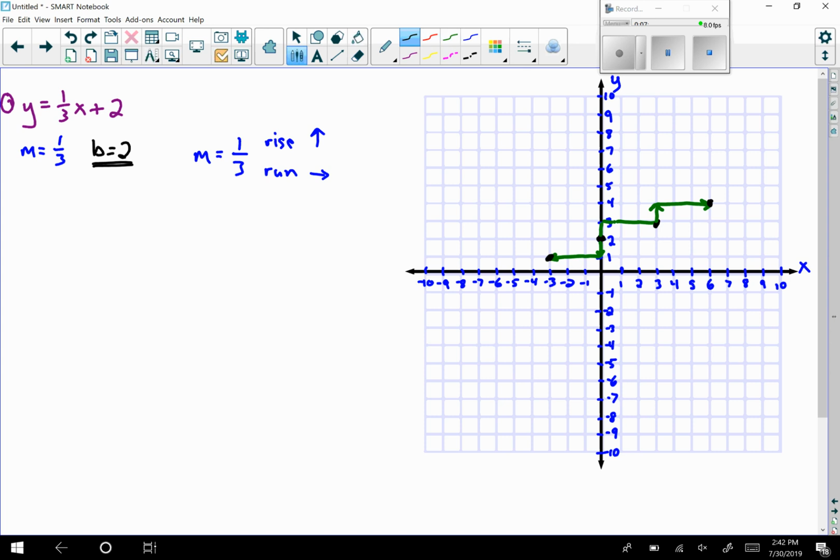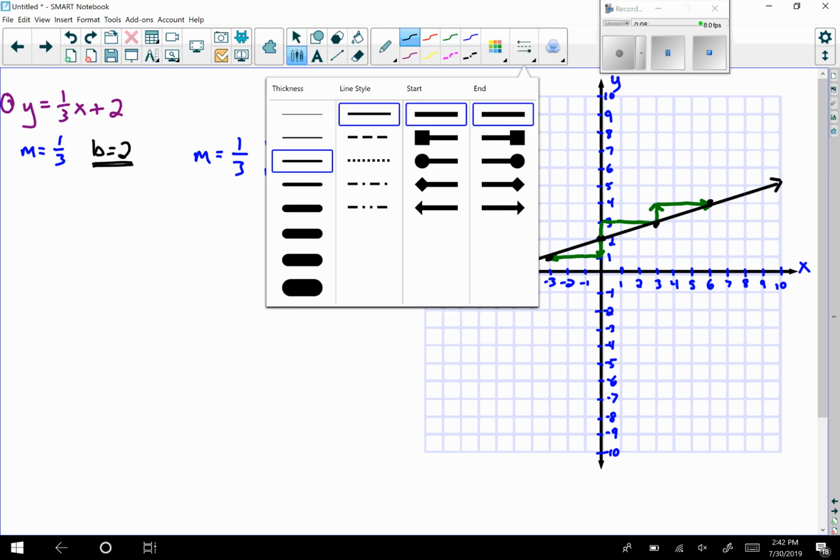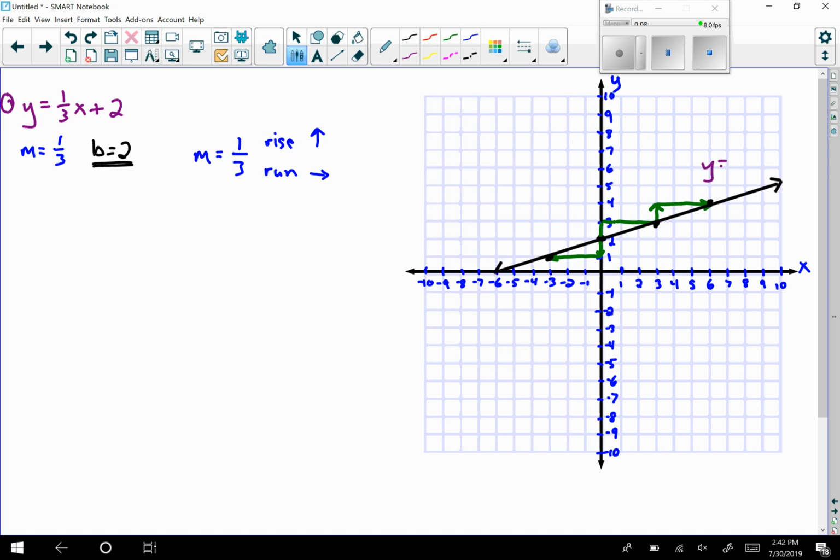Now notice all these points are still going to line up. And I'm going to draw a line here as I go through them. Or if you're graphing on paper, you can take your ruler and just start to line them up. And then here is the line of y equals 1/3 x plus 2.